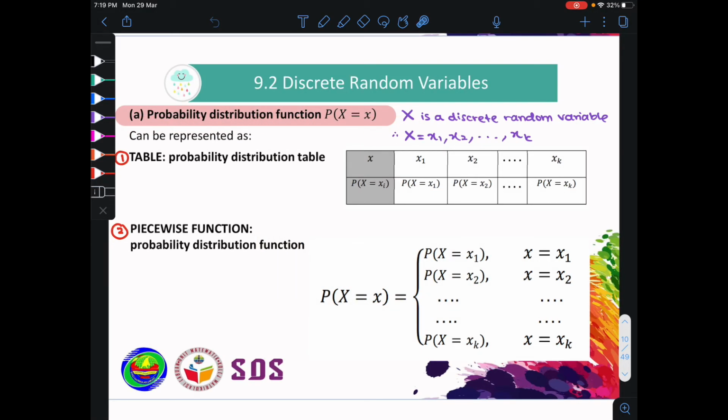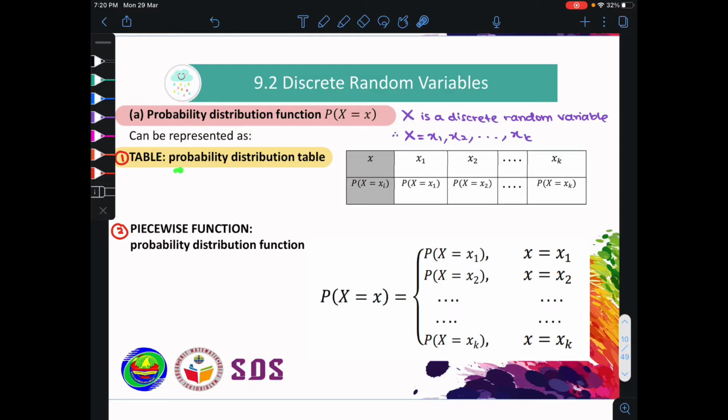Probability distribution function, or P(X = x), can be represented in three different forms. The first one is as a table, or we can call it as probability distribution table. Let's recall back. If X is a discrete random variable, therefore we can list down X as x1, x2 until xk, where all these values are all the possible values that the random variable X can assume.